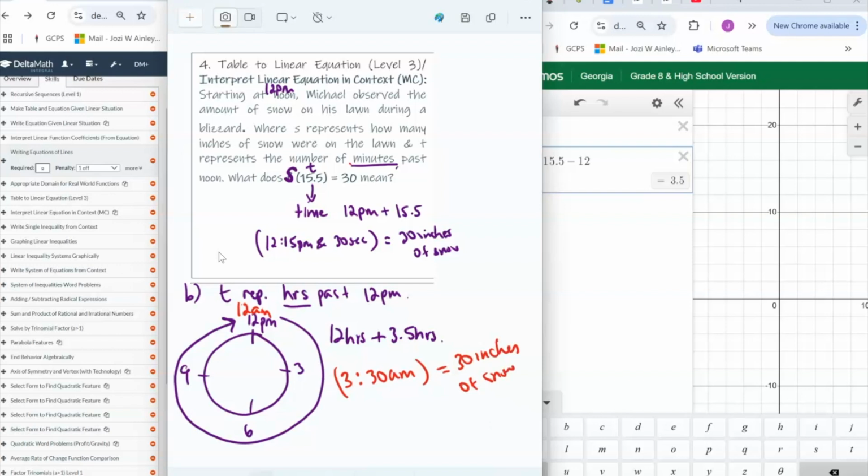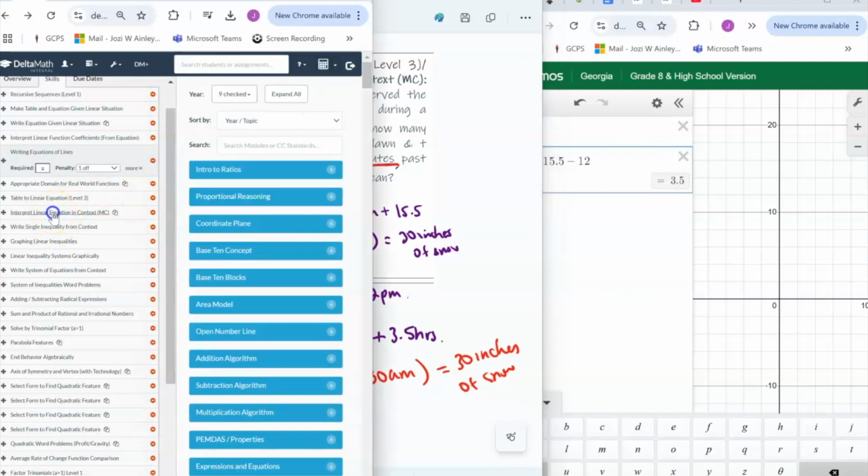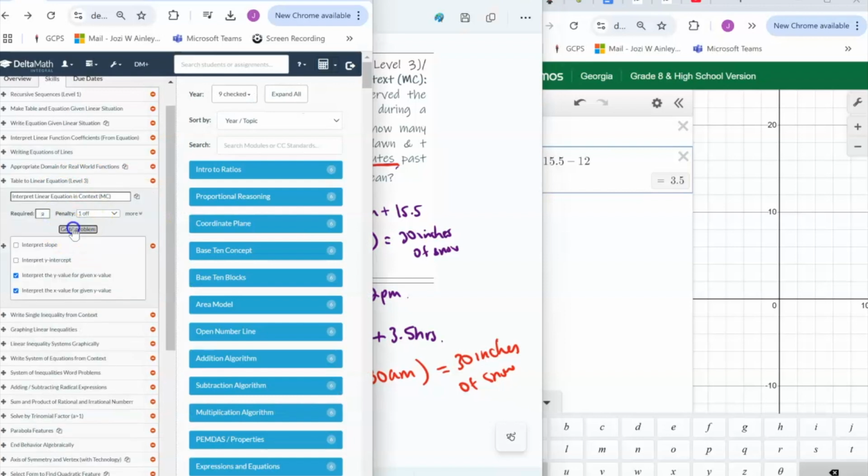So there are two questions I'm asking you. The first one was in minutes. Now the next one is in hours. What does this represent? This is the time after 12 p.m., and this is how much snow there is at that time. So depending on if the question is asking you in minutes or in hours, that's how you go about representing it. Let's go look at your Delta Math.